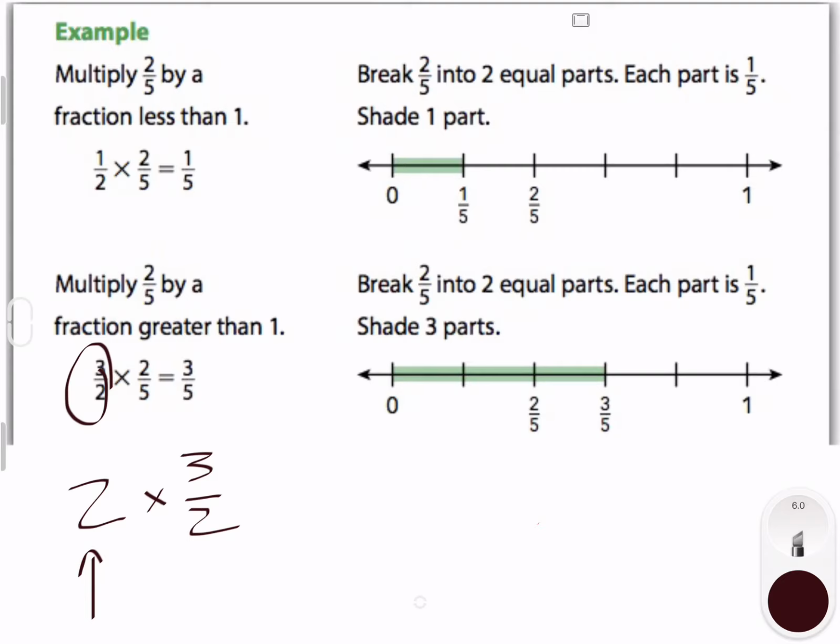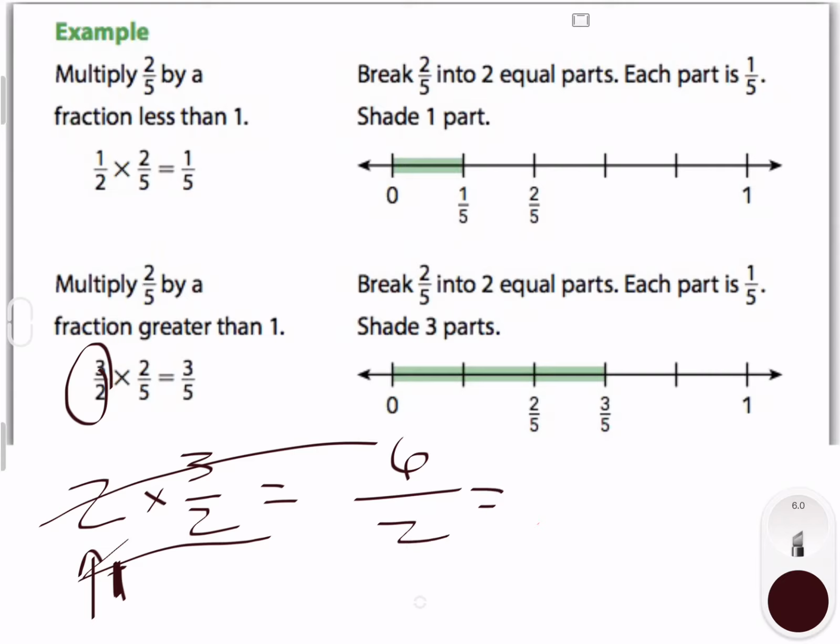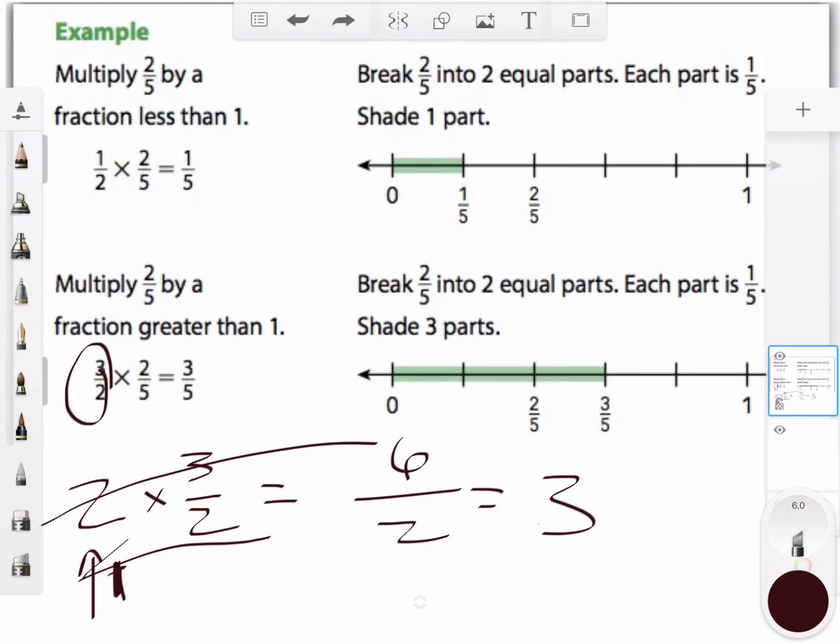2 times 1.5, or 3 halves, is going to be more than 2. And if we look at it, it's going to make sense. So 2 is the same thing as 2 over 1. And then we can just multiply across the top and get 6, and multiply across the bottom and get 2 for an answer of 3. And everybody knows that 3 is bigger than 2. So that is what it's saying we already know.